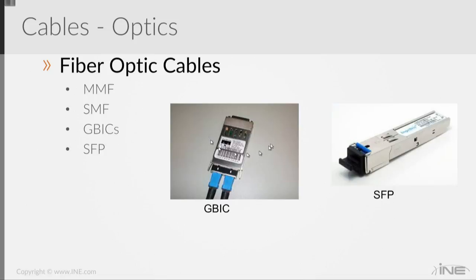Now, GBICs were sort of the first ones that came out. Then later on, we had SFPs, which stands for Small Form Factor Pluggable. Once again, an SFP also connects to a fiber optic cable, but they're smaller than a GBIC. In a router or a switch, you can fit more of these into the same space where you would fit fewer GBICs. So these are the two different types of connectors you typically find for fiber optic cable. Now, what do these terms mean right here? We've already talked about GBIC and SFP.